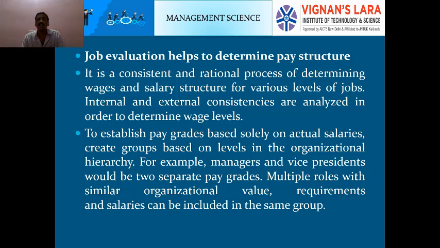It is a consistent and rational process of determining wages and salary structure for various levels of jobs. Internal and external consistencies are analyzed in order to determine wage levels. Yes, here we are also taking into consideration internal and external consistencies. That means whenever you are making a comparison, it is not the only factor. Some other external, internal, environmental forces are also taken into consideration. Why? Because they generally act on the job.